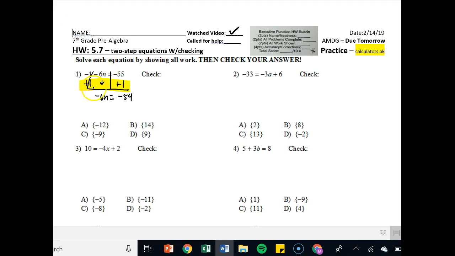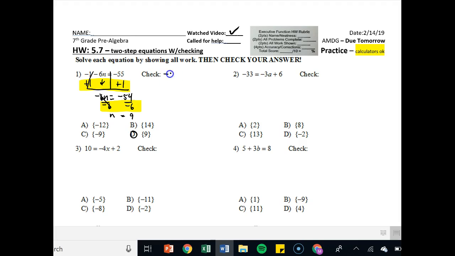Then we go ahead and divide both sides by negative 6, the exact coefficient attached to the variable. Go ahead and highlight your second step there. So n is equal to positive 9. D is your answer. All right, very, very important to watch for signs because I have put a whole bunch of little trick answers on there that have messed up the sign, so watch out for that.